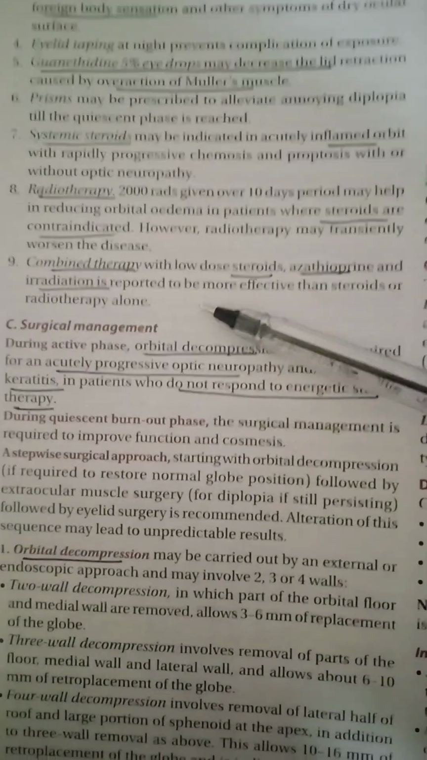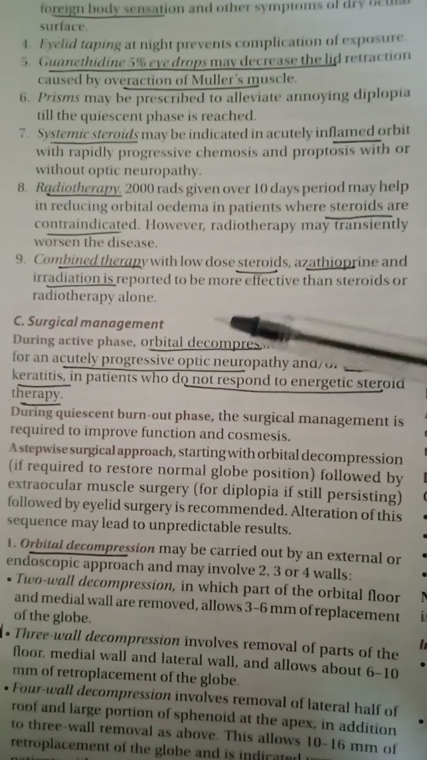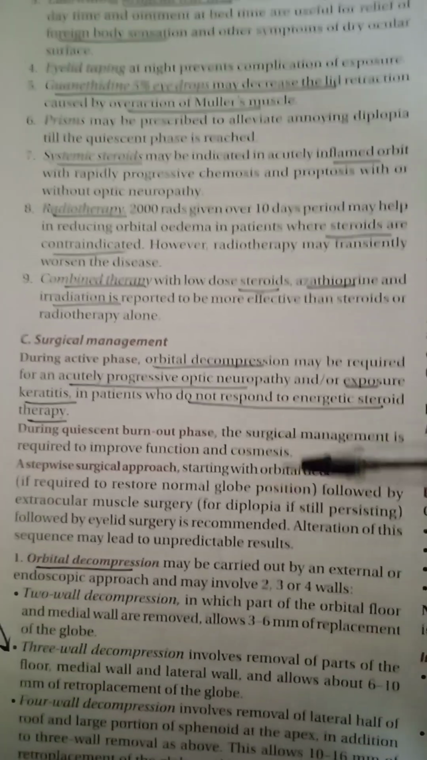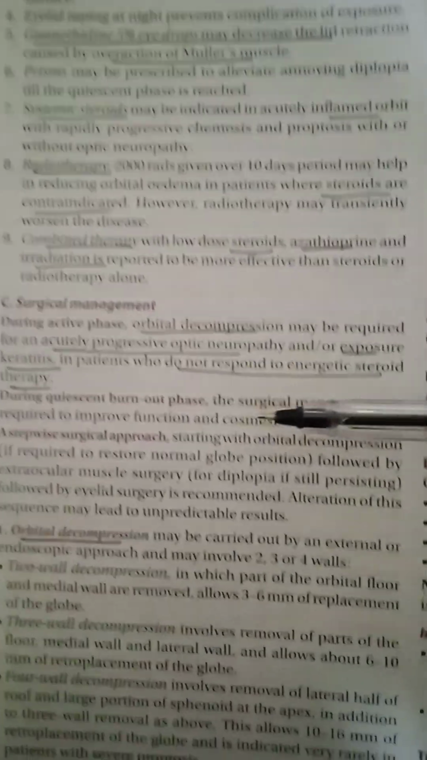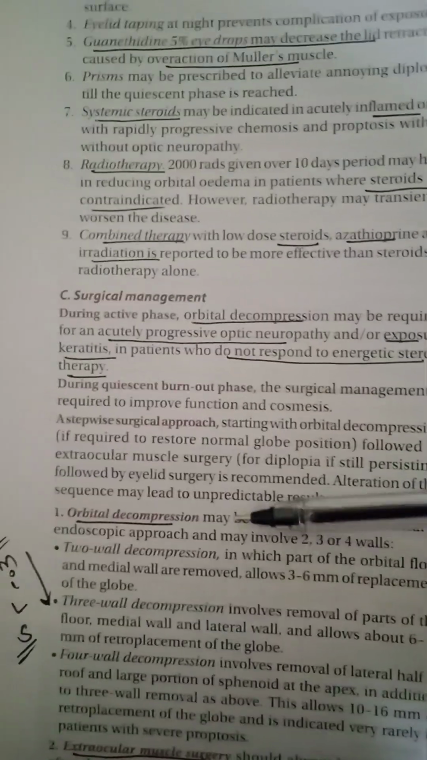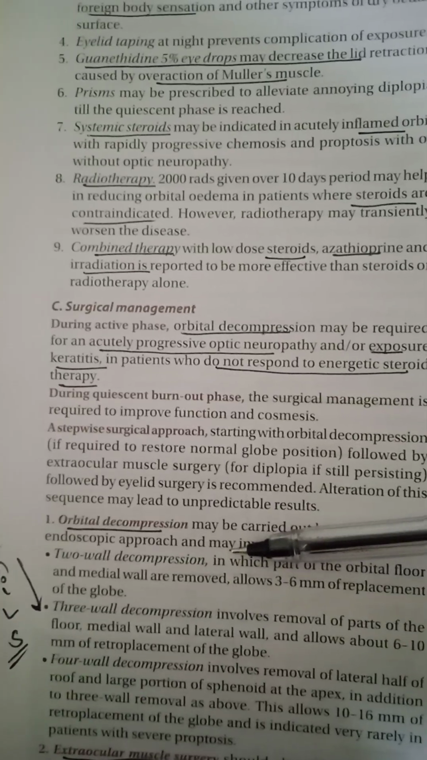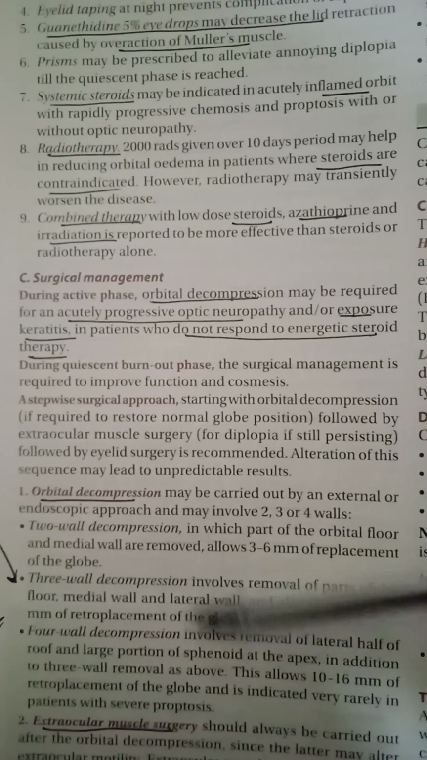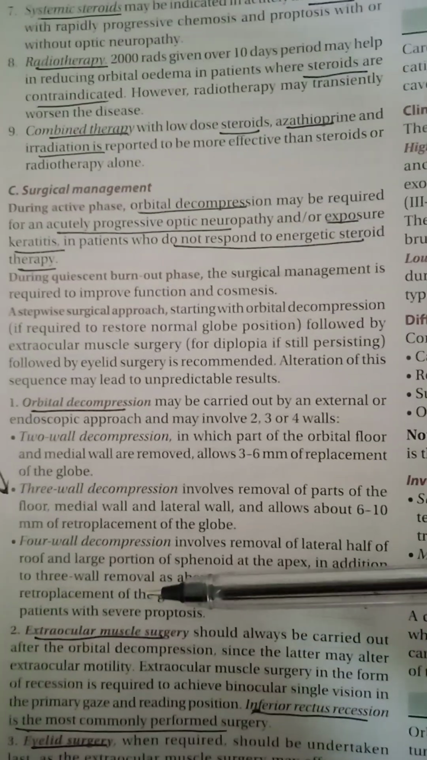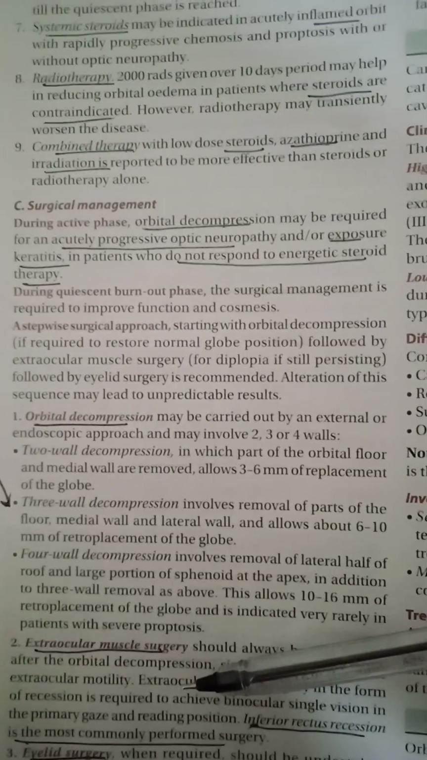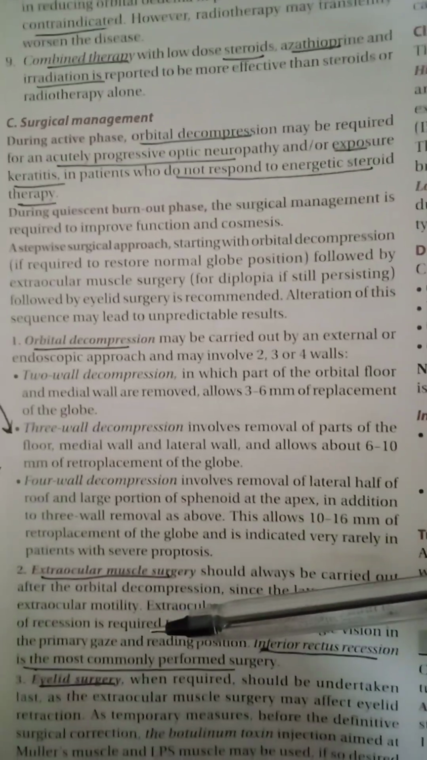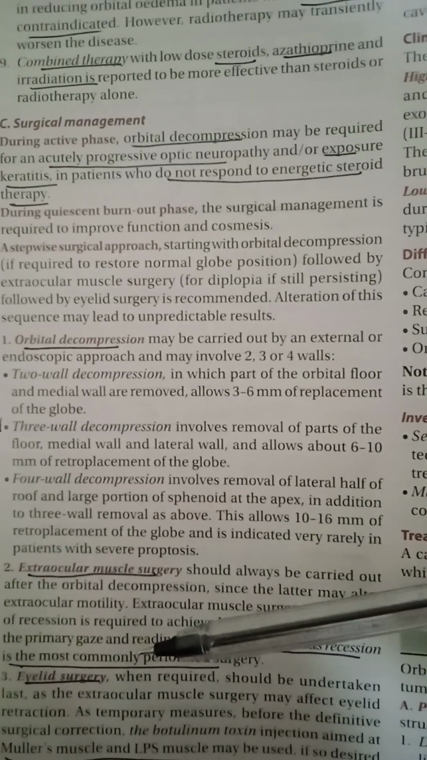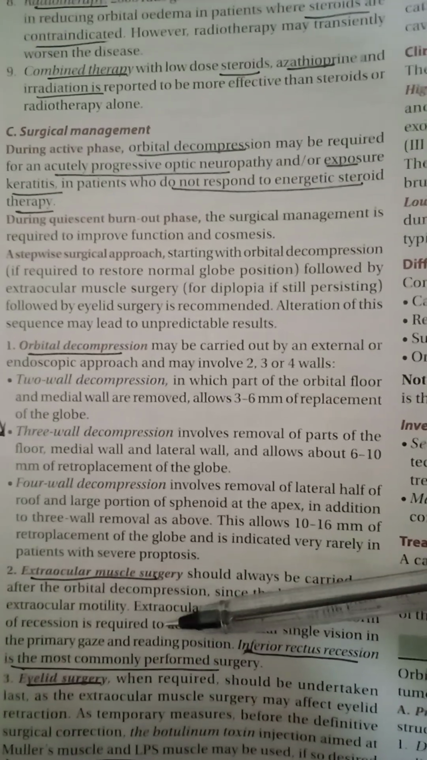Surgical therapy is indicated where acutely progressive optic neuropathy has occurred, or exposure keratitis, or in patients not responding to steroid therapy. There is a stepwise surgical approach. Orbital decompression is done: first the medial wall, then the inferior wall, then the lateral wall, and then the superior wall. In extraocular muscle surgery, inferior rectus recession is the most commonly performed surgery. And in eyelid surgery, Muller muscle and levator palpebrae superioris disinsertion is done.